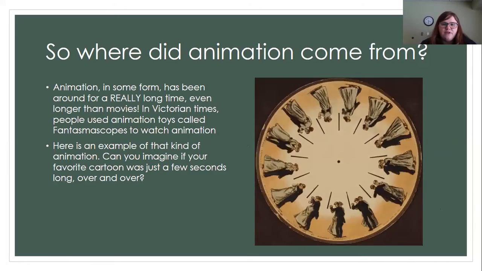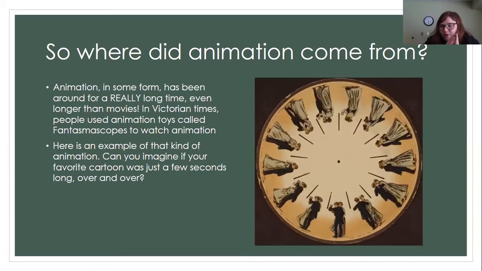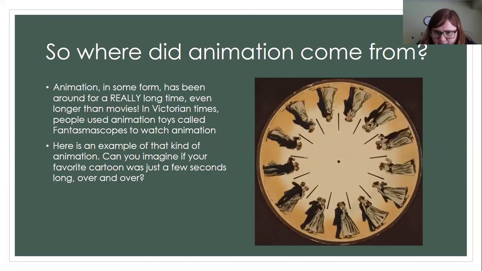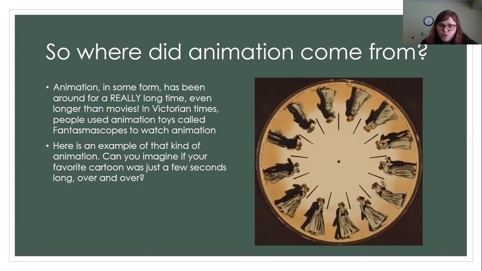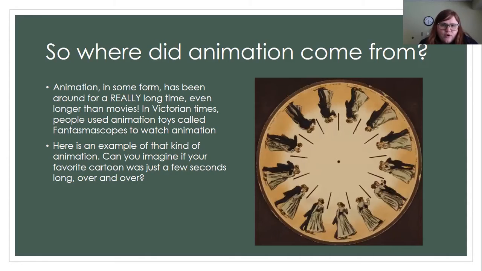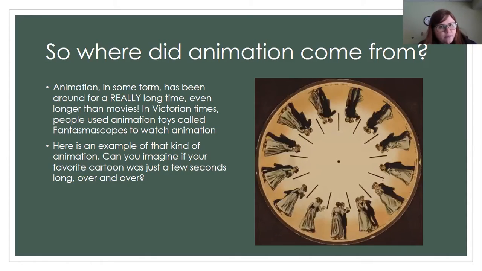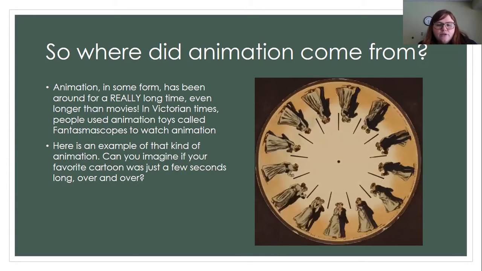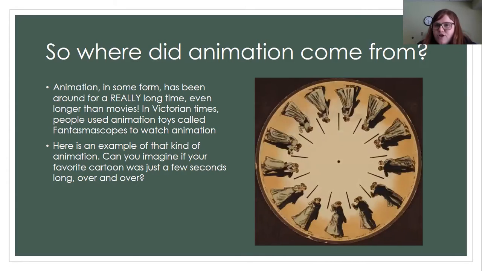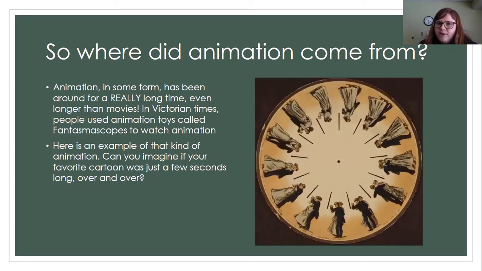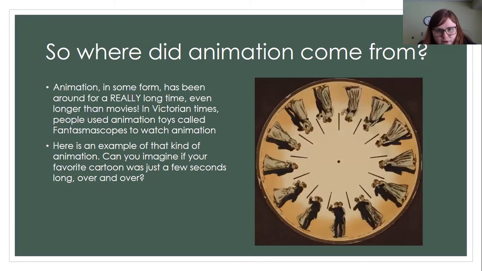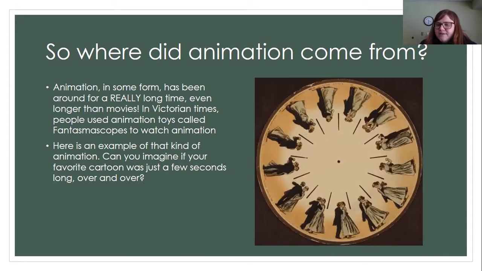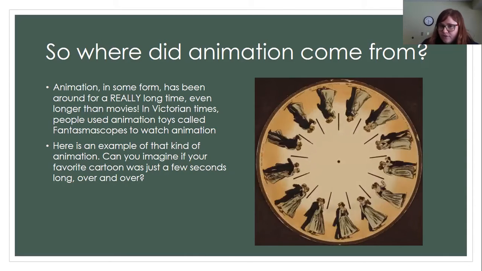So back in Victorian times, they would have animation toys like this one on your screen, the phantasmoscope, where a drawing would repeat over and over again, but it still looks like they're moving. This was a fun toy. You could spin it and there were mirrors and it looked like you were actually watching a very, very short movie. Can you imagine if your favorite cartoons were only a few seconds long over and over again? It's a little bit like an internet GIF.